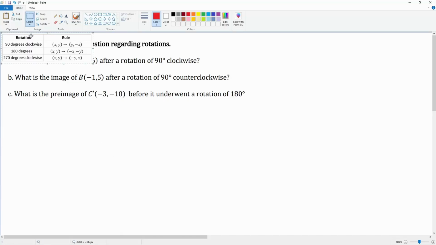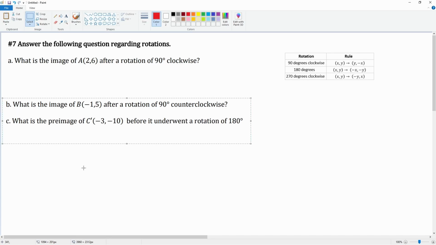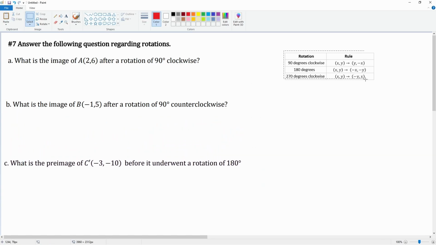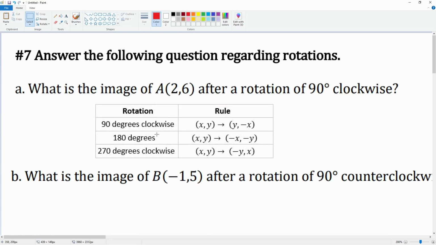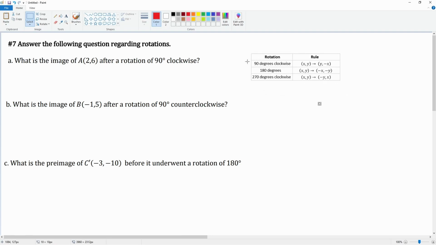Section 9, number 7. These are all based on rotations. And so I'm just going to be using my rules of rotations here for each one of them. I should have this memorized prior to the test or write it in my notes. All right. So the first one is a rotation of 90 degrees clockwise. So I'm going to grab this one and bring it here because we're going to use that rule.